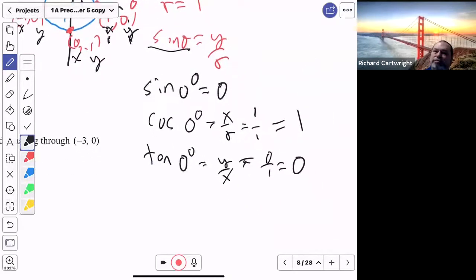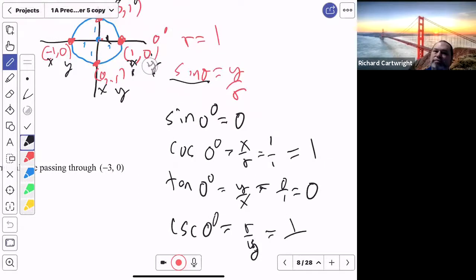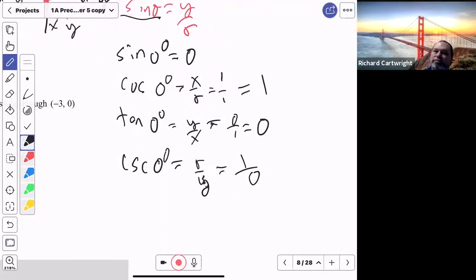So I got 6 of them I can do now. The cosecant of 0 degrees is, remember what that'll be, r over y. r is always a 1. What's the y at 0? Uh-oh, 0. The cosecant of 0 is undefined. Take my word for it. I'm not going to give you a cosecant graph right now to prove it to you. I will later, but not right now.